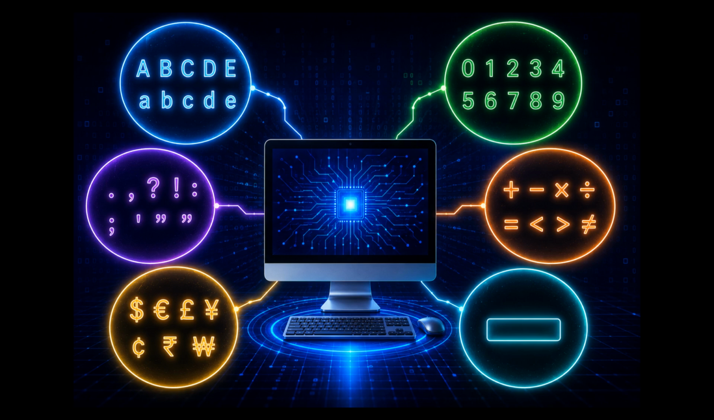Every character is assigned its own numerical code inside a character set. That unique code is then converted into binary so the computer can store, process, and transmit it. By assigning a different code to every character, computers can display text, symbols, and numbers accurately and consistently.